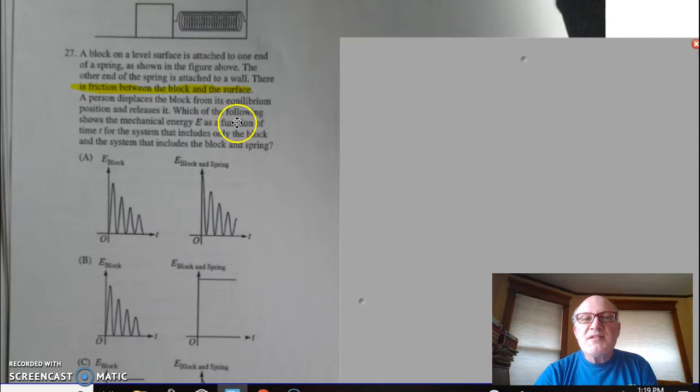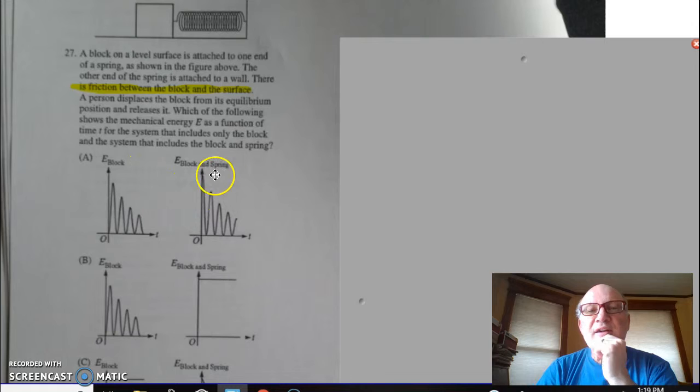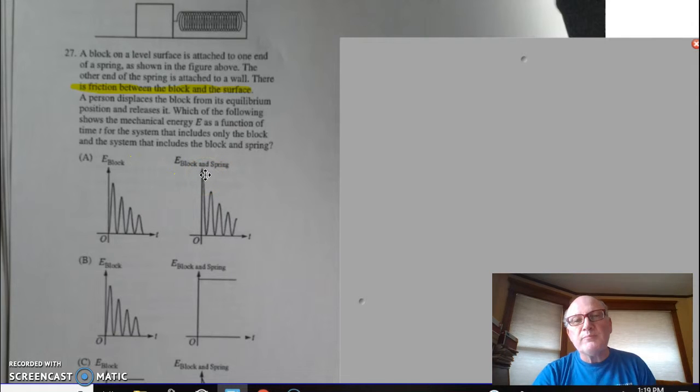So we're asked for pairs of graphs, one that describes the energy of the block and one that describes the energy of the block and the spring. But let's be really clear about this. When the block is as far to the right as possible, and it momentarily stops before reversing direction, imagine it in this position here, then the spring is compressed, and while the block has zero kinetic energy, the spring has a lot of elastic potential energy.